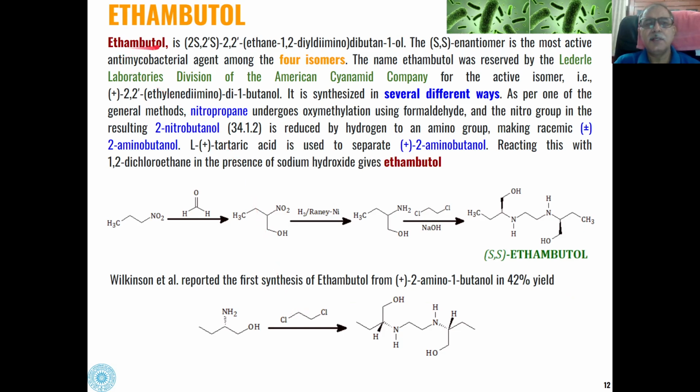Then is ethambutol. Ethambutol is used as a drug in the S,S enantiomeric form, whereas this drug has 4 isomers. Out of these 4 isomers, only this enantiomer is biologically active.